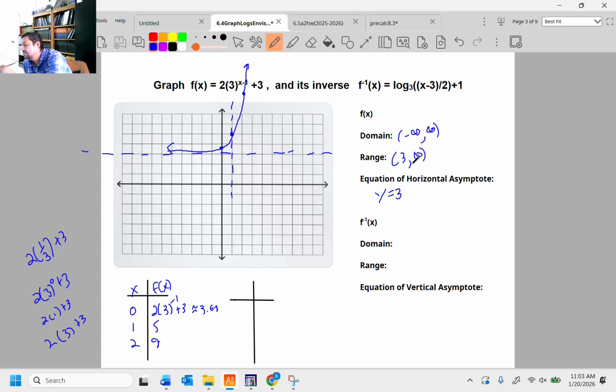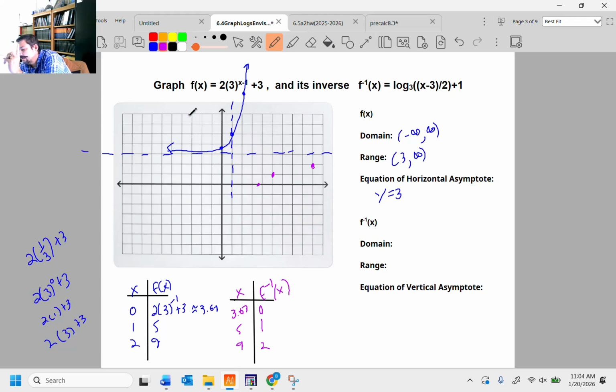Now, our inverse is going to swap x and y. So instead of having (0, 3.67), I would have (3.67, 0). Let's use the correct notation, the inverse of f of x. Instead of (1, 5), I'd have (5, 1). Instead of (2, 9), I'd have (9, 2). What if this grid has enough room for (9, 2)? 4, 8, 9. There she is. (5, 1). 1, 2, 3, 4, 5, 1. And (3.67, 0) would be about right there.